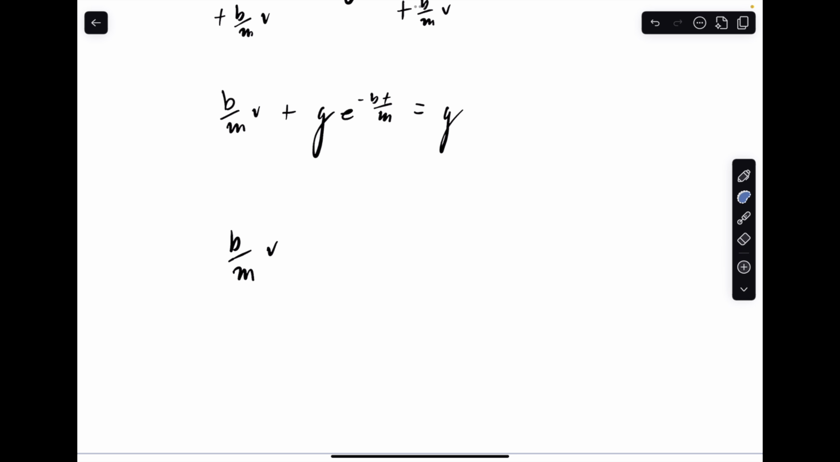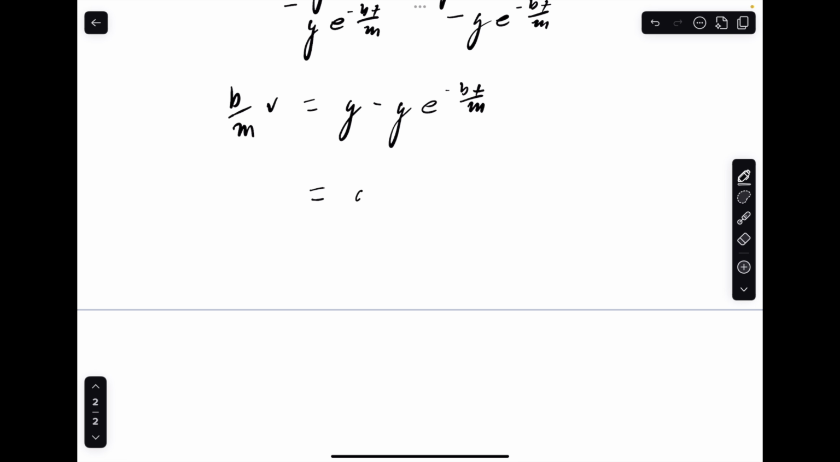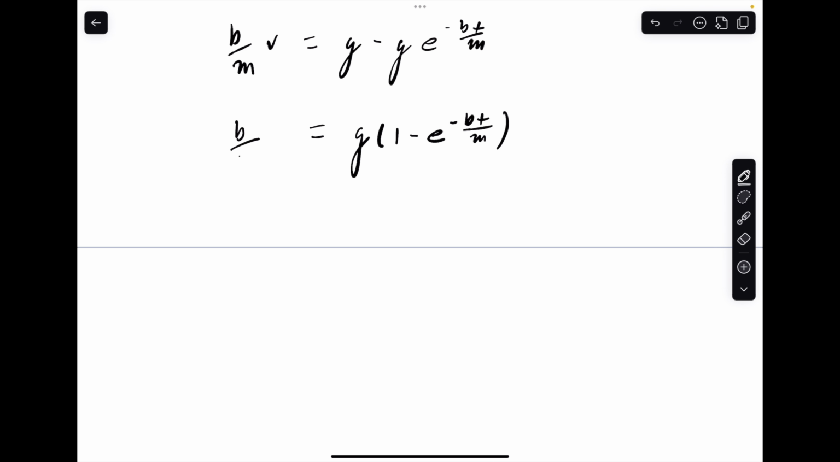But now I see that I want to get v alone, so I'll subtract g e to the negative bt over m on both sides. And this is looking way more consolidated. I'm close to getting v by itself because now I just have a constant multiplier. But I want to factor this left side so it looks kind of neat. So now I have g, 1 minus e to the negative bt over m equals b over m v.